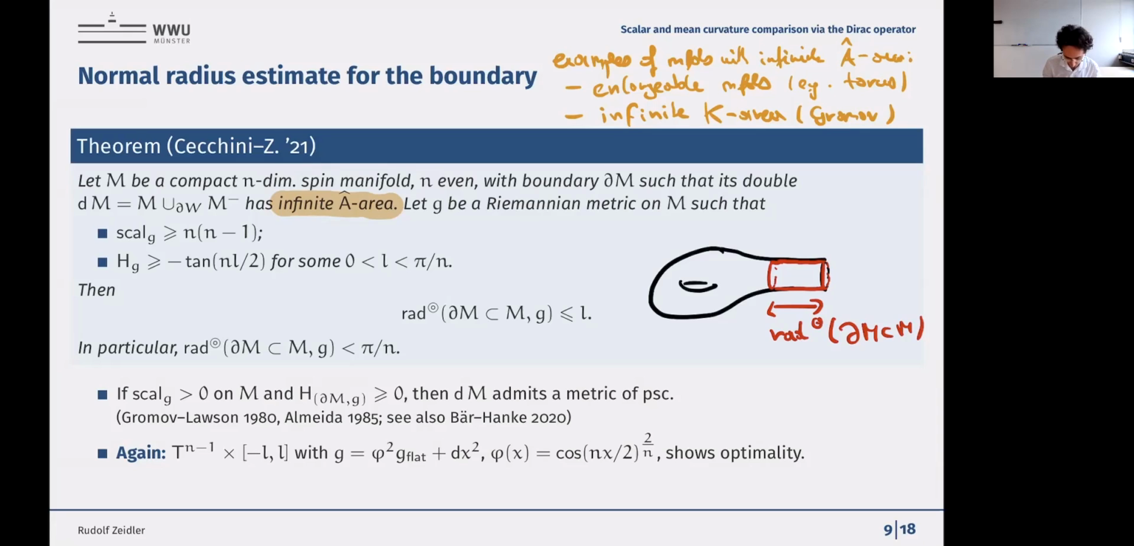This has, in a sense, been known for a long time. This idea of doubling and smoothing goes back to Gromov and Lawson, and has also been worked out by Almeida in the 80s. And in a more recent paper by Bär and Hanke from last year, there's a family version of this. So this can be seen differently, but this is a quantitative refinement of the fact that you cannot have positive scalar curvature with mean convex boundary. You can make this more precise and say something about the distance.